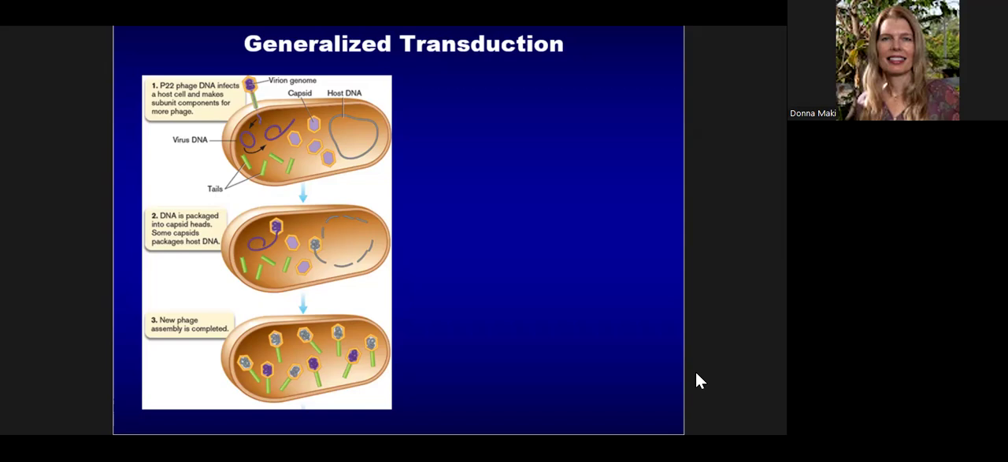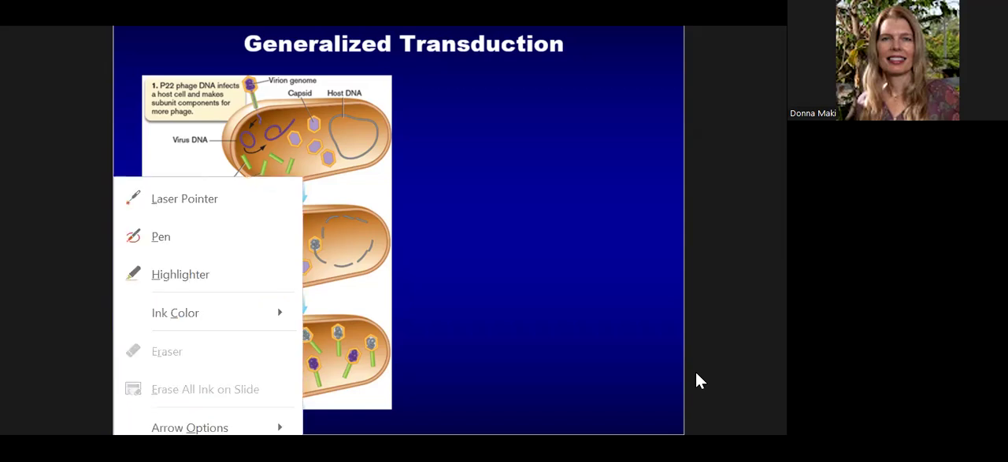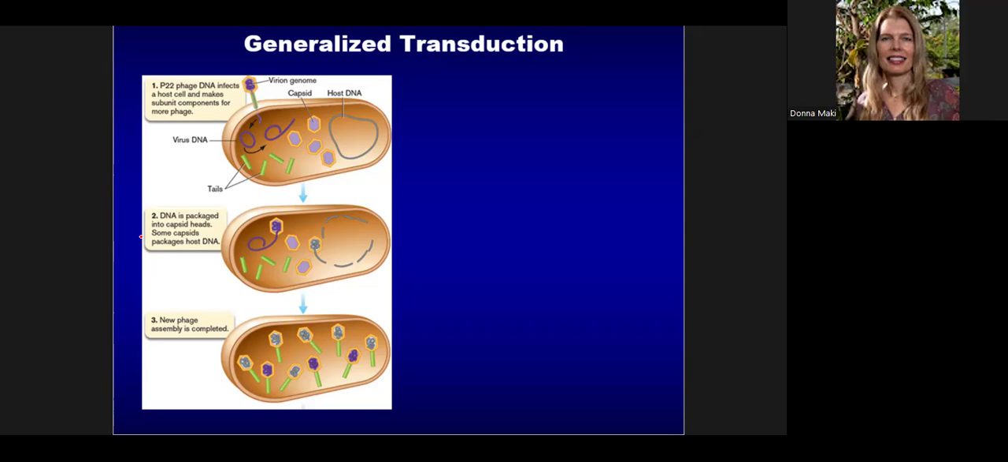Very good. I'm making a big deal about it because the next version we're going to see is not generalized, it's specialized. So with transduction, you have a third player in the game. You have a first host, a second host, and a virus. That's the middle person that can do the transfer. So remember now, the first host is toast. It's not going to make it.